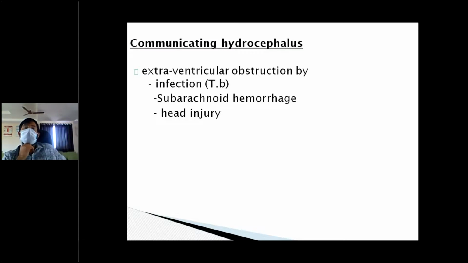Okay, the communicating type of hydrocephalus is due to extraventricular obstruction by infection, most commonly tuberculosis. In India, tuberculosis is the second most common leading infection. So it may cause the extraventricular obstruction, and also subarachnoid hemorrhage and head injury.